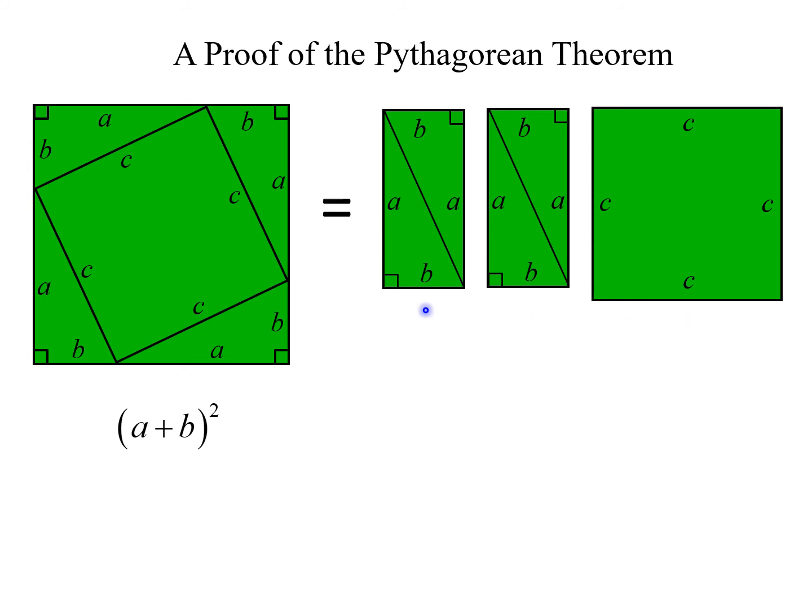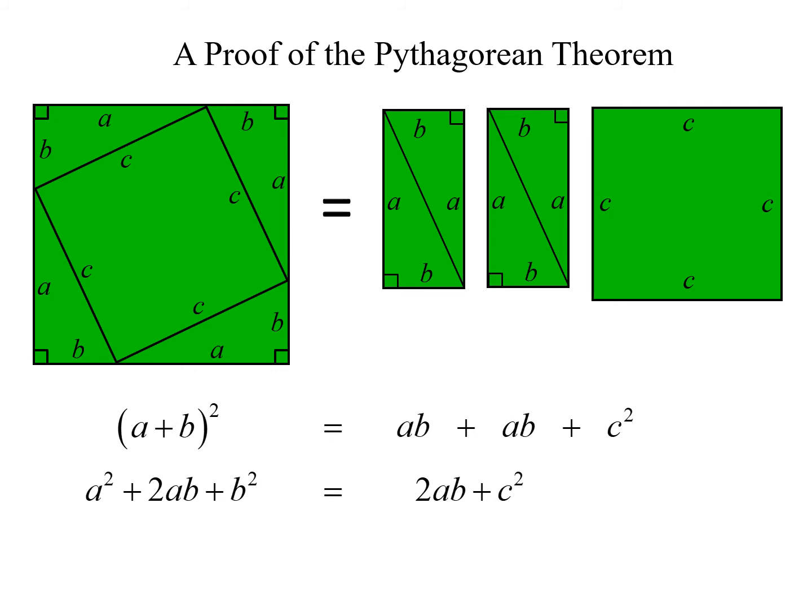So the area of this rectangle, length times width, a times b. The area of this rectangle, a times b. And the area of this square is c squared. So let's write that down. On the left-hand side, I'm going to multiply that out, (a plus b) times (a plus b). And on the right-hand side, I'm going to combine like terms, combine those 2 abs, and we have that.